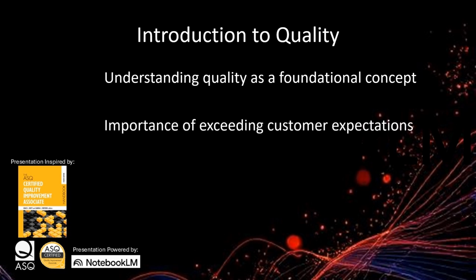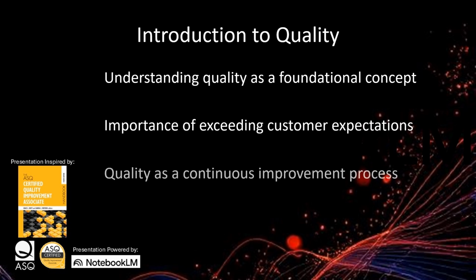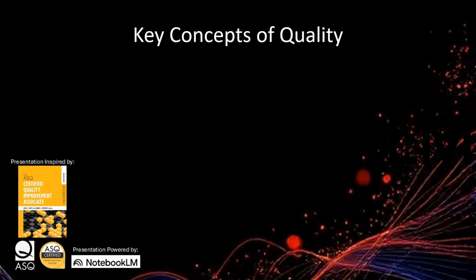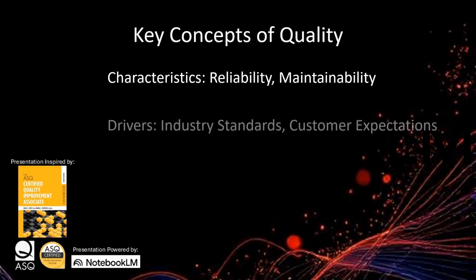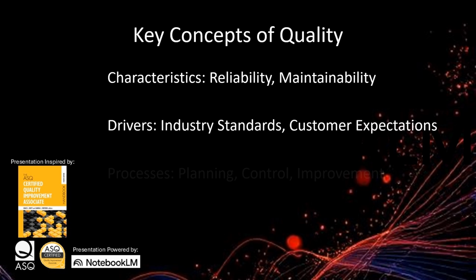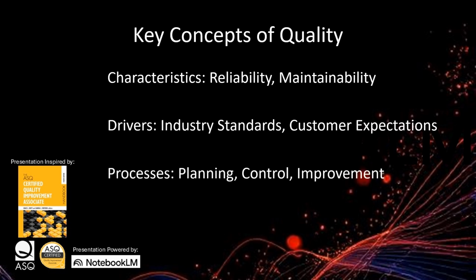How do we even begin to navigate all these different perspectives? It's important to remember that quality can wear many hats. It's not just about the end product. It's about the characteristics, the drivers, the processes. Okay, unpack that a bit for me. What do you mean by characteristics, drivers, and processes? Think of it like this. The characteristics are things like reliability, how well a product performs its intended function over time, and maintainability, the ease with which it can be kept in good working order.